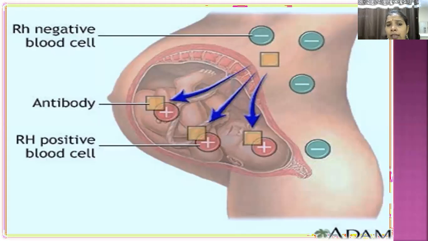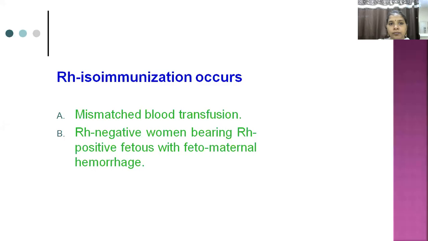So when the fetus antigen comes in contact with the mother, she produces antibodies to RH positive. So RH positive antibodies are developed in the mother. They attack RH positive fetus cells. So the coating of RH positive blood cells with antibodies causes lysis.